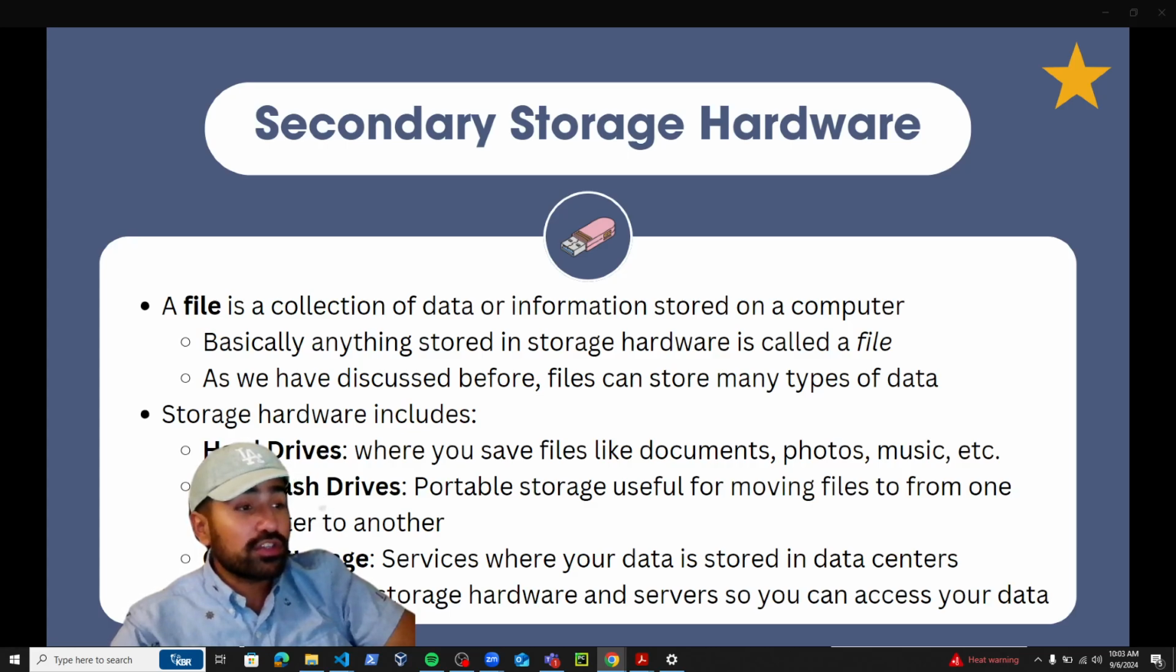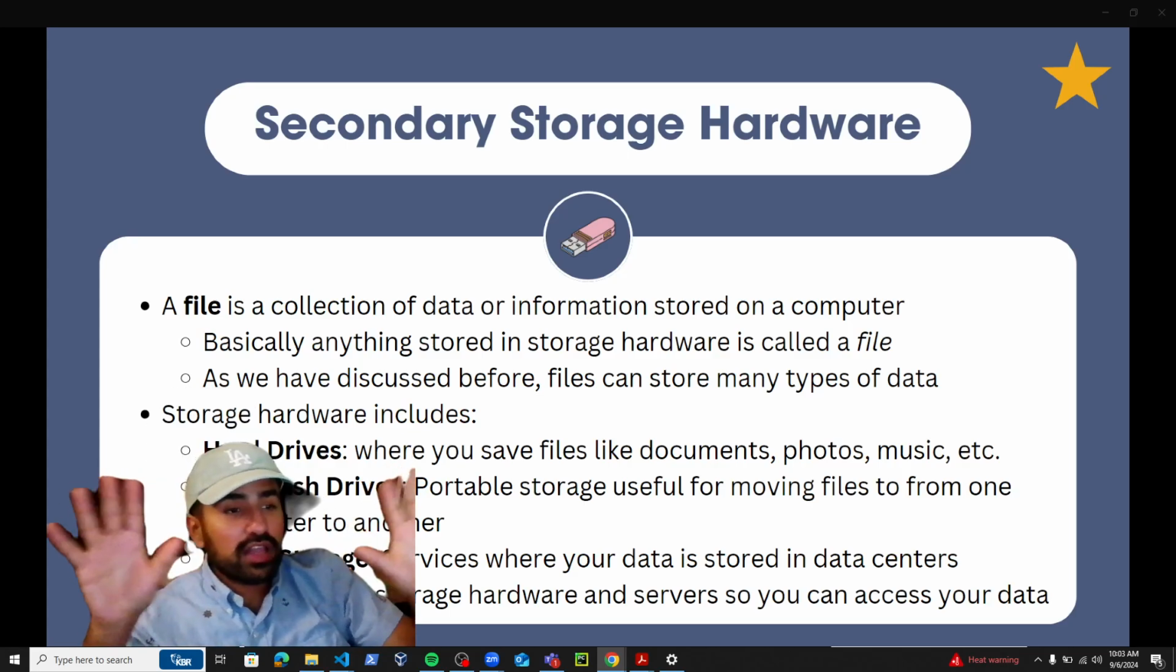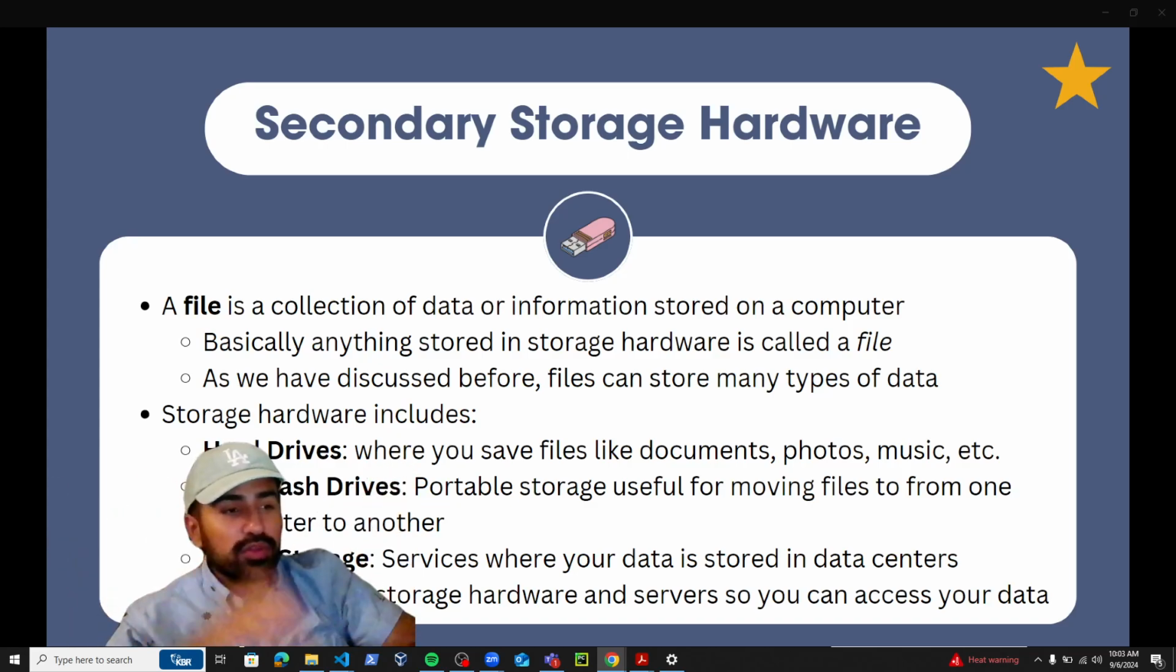Now there are services where your data is stored in data centers. So it's not living up in the cloud. There's not a cloud floating up in the sky holding all your information. These are actual physical data centers. They have physical storage hardware. And if you remember servers, they have those types of computers so that you can request your data and the server will serve up your data whenever you need to access it.